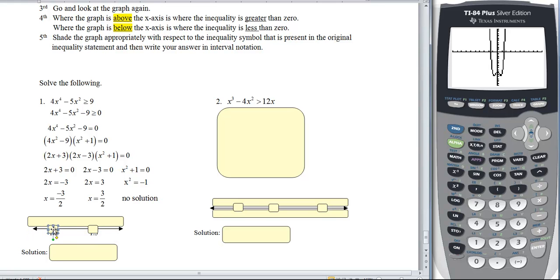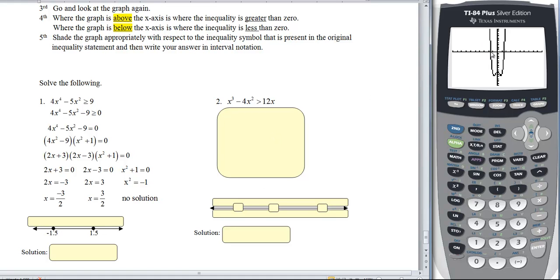So I've got my 1.5. Now this, if you'll notice, is greater than or equal to, so I should have solid dots. There's that solid dot, and there's that one. So now here's my signs.